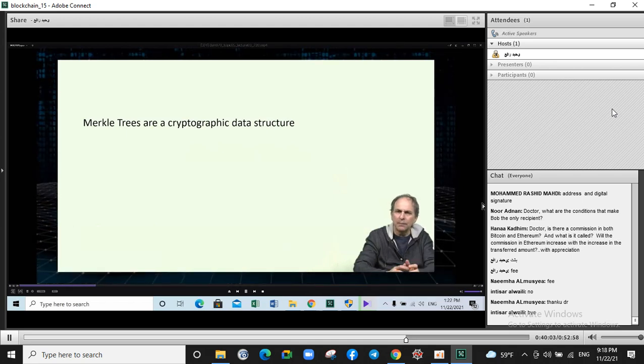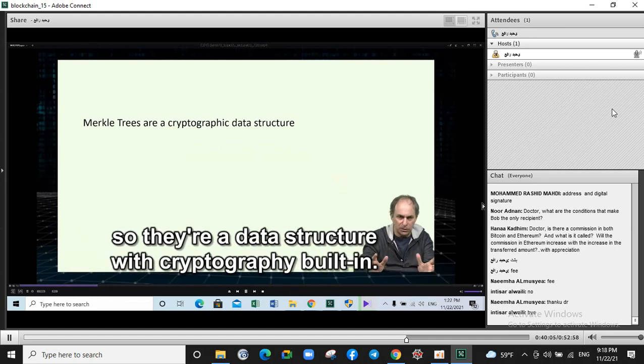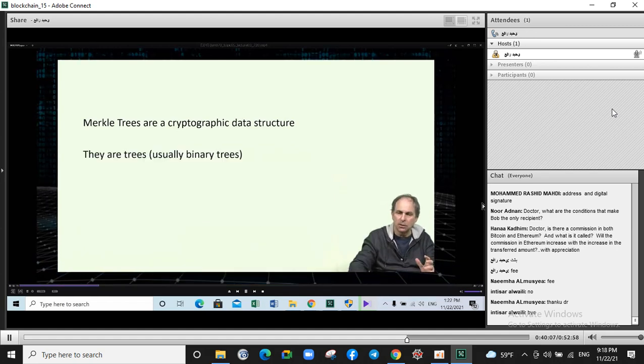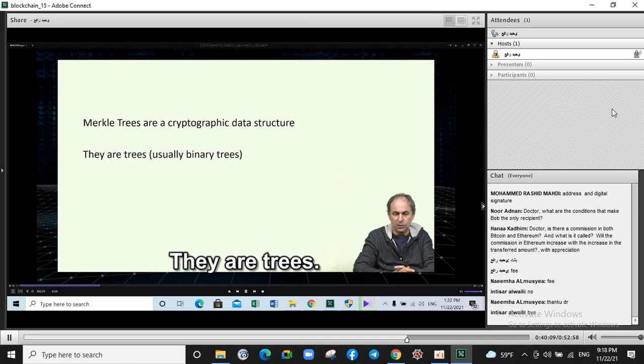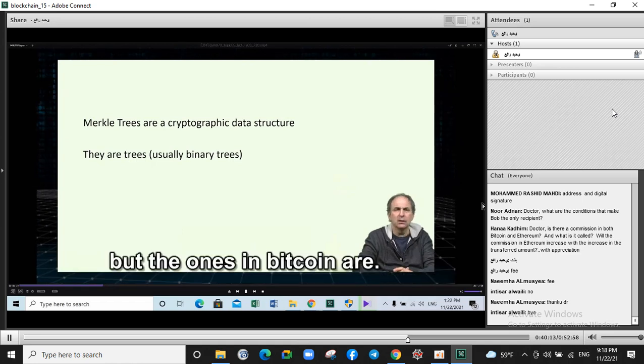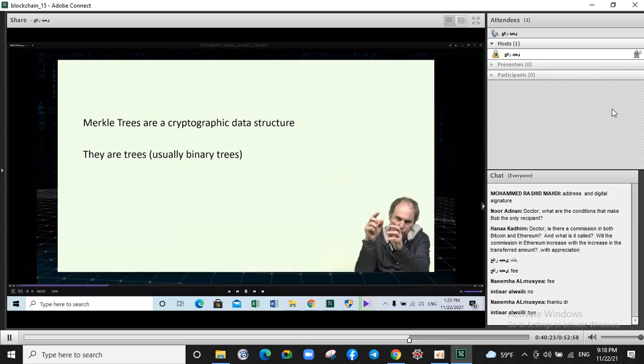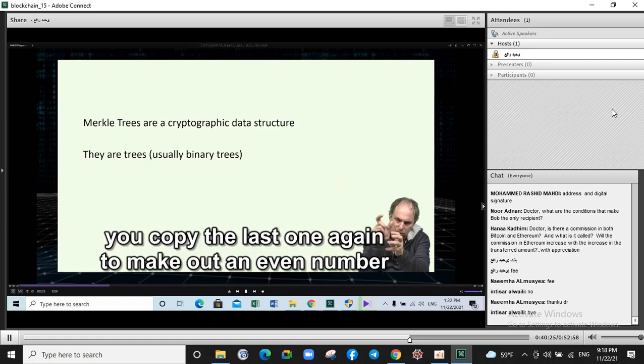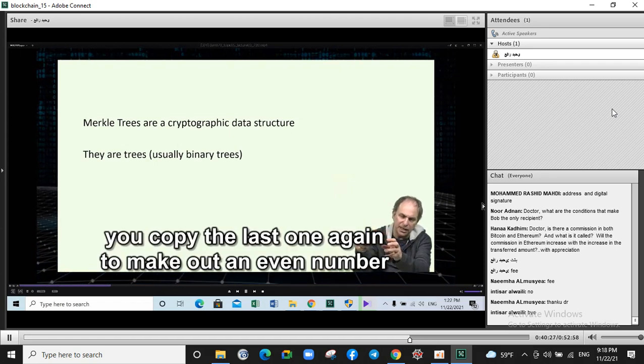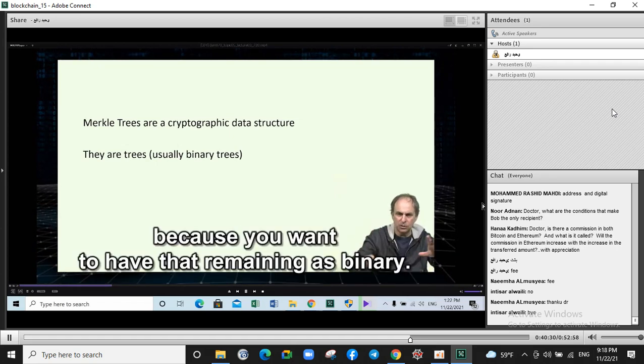They're trees. They're usually binary trees. They don't have to be binary trees, but the ones in Bitcoin are, and in fact they're so carefully binary that if you get an odd number, you copy the last one again to make an even number, because you want to keep it binary. Okay? And they use cryptographic hash functions.